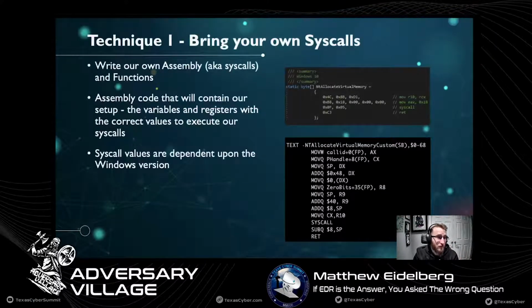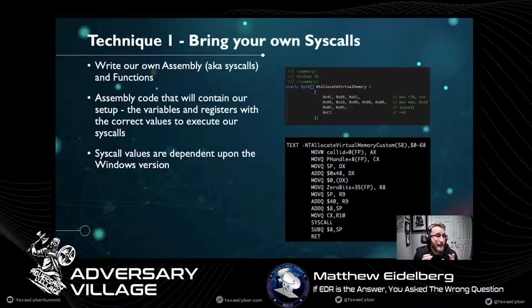Well, the first one I like to call is bring your own system calls. This is actually writing your own assembly system calls and functions into your program, whether it be your payload, your implant, whatever. Essentially, this assembly code will contain everything needed to set up the registers like the Windows API, and then actually execute it like that system call, moving it into the kernel space. Now, the value, mov eax, 0x18 in this case, for NtAllocateVirtualMemory, is actually specific to Windows 10. In Windows 8.1, it was actually 0x17 and so on.